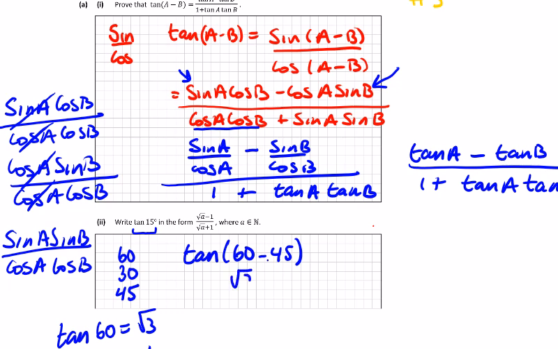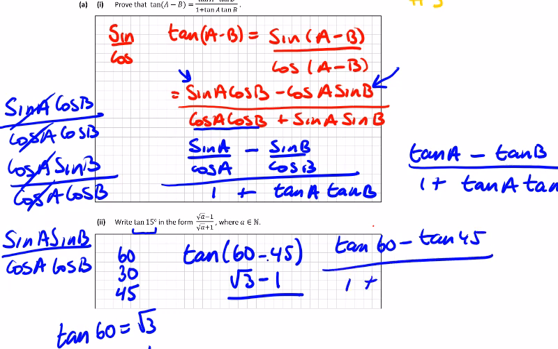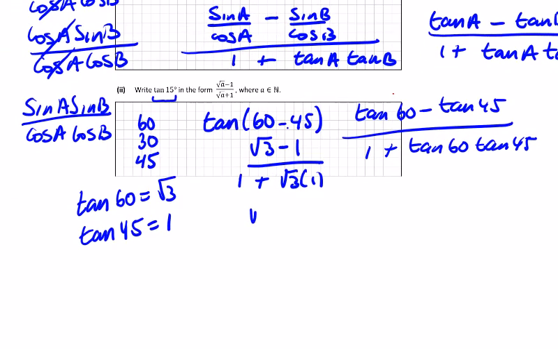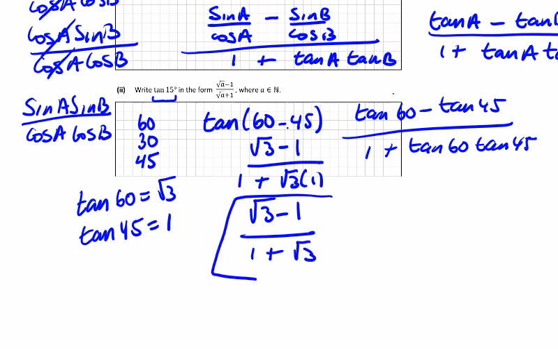So that's going to be root 3 minus 1 on top, and on the bottom you could write it in long form, tan 60 minus tan 45 over 1 plus tan 60 times tan 45. So we get root 3 minus 1 on top, and on the bottom we get 1 plus root 3 times 1, which is going to be root 3 minus 1 over 1 plus root 3. The answer to this part.